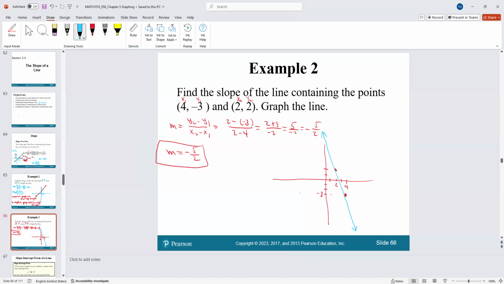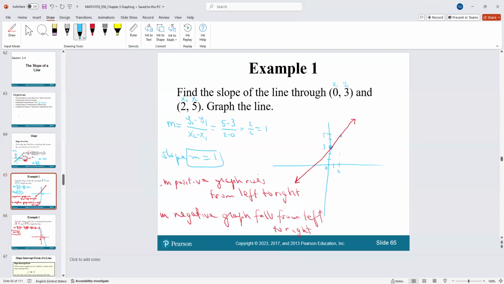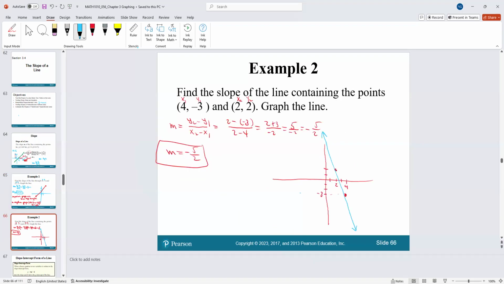This is our graph. Remember in the previous slide, I said a negative M graph falls from left to right. For this graph, because we have that negative sign right here, we would say it falls from left to right. That's very important to take it this way. When we find the slope and it is negative, we know the graph would fall.